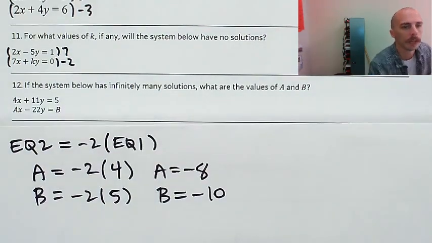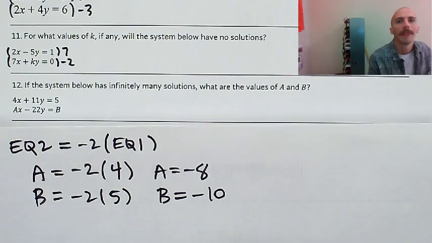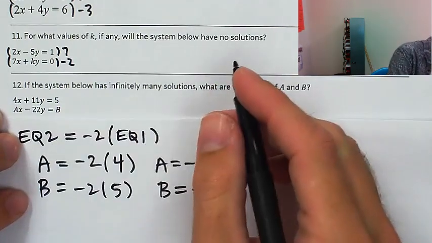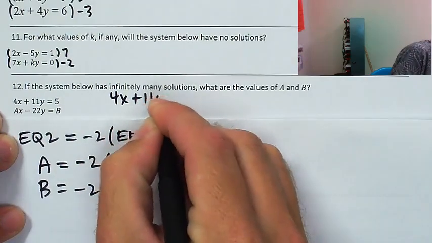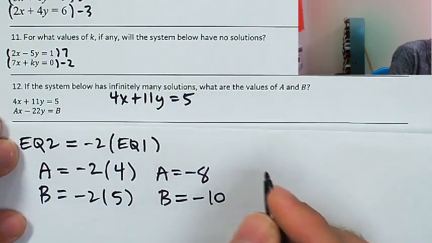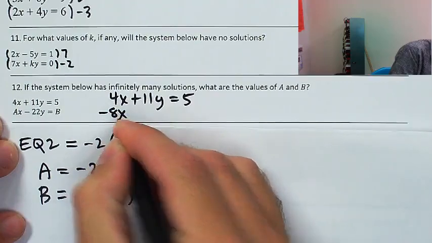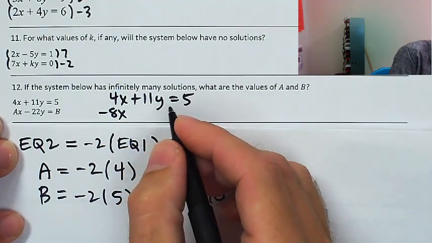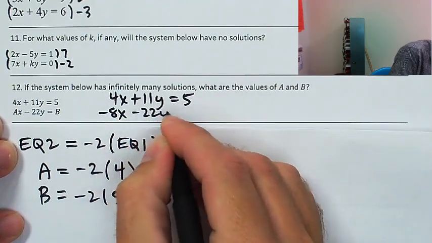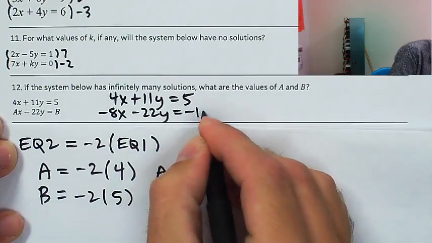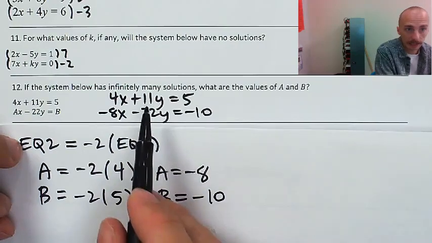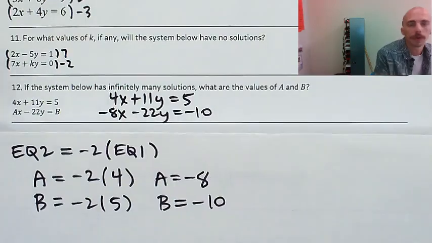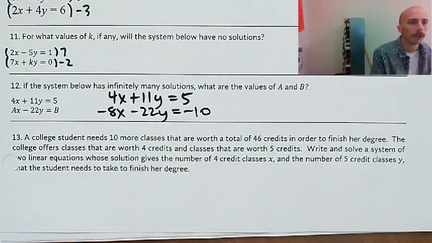Okay, so if a is equal to -8 and b is equal to -10, then we would have infinitely many solutions. And I'm going to draw that in for you. So 4x plus 11y equals 5 versus -8x minus 22y equaling -10. Right, so if I doubled up the first equation and added it together, then I'd see that 0 equaled 0, and I knew I had infinitely many solutions. All right.